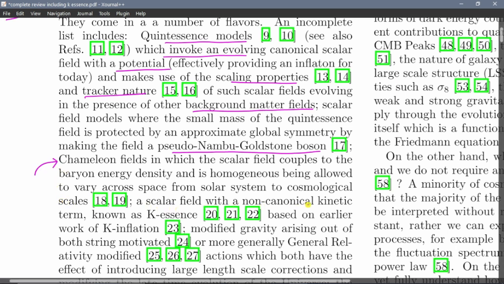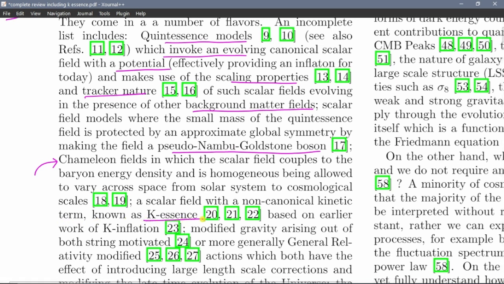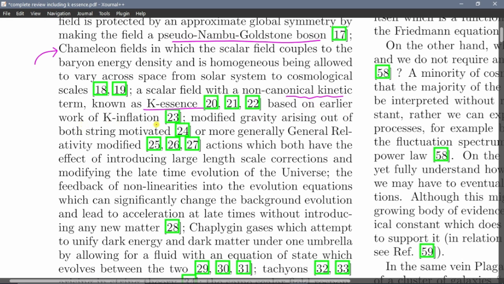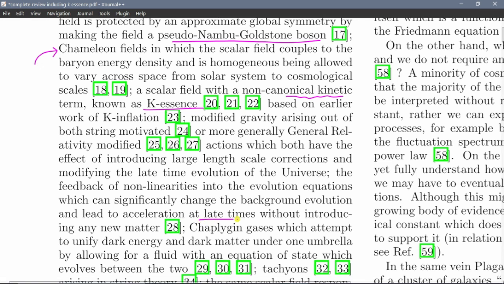A scalar field with non-canonical kinetic term known as K-essence. So K-essence means that it has non-canonical kind of structure based on earlier work of K-inflation, modified gravity arising out of both string motivated or more generally general relativity modified actions, which both have the effect of introducing large length scale corrections and modifying the late time evolution of the universe. The feedback of non-linearities into the evolution equations, which can significantly change the background evolution and lead to acceleration at late times without introducing any new matter.